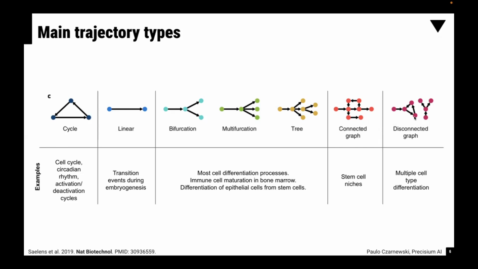And finally, the most complex of them is a disconnected graph. That is, for example, when you have different cell types. So if you want to model everything at once, that becomes very, very complicated. So you have epithelial cell differentiation in here, and here you have fibroblast differentiation. They are completely different cell types, and that's why there's no connection between them here. But there are a few tools that allow you to try to model all of them at once.